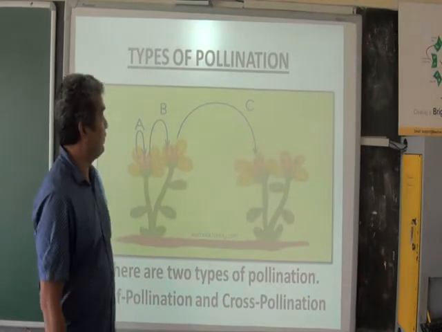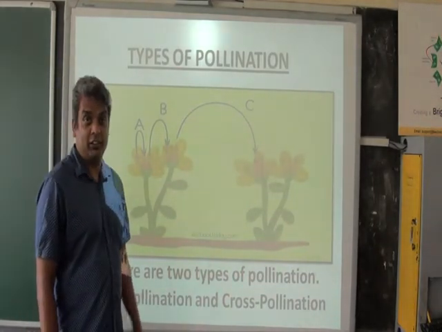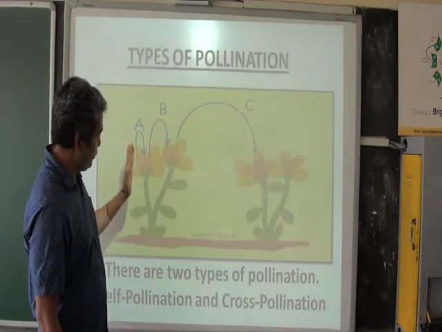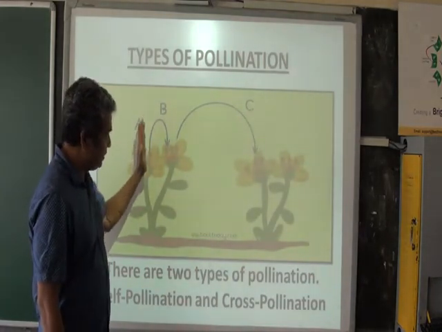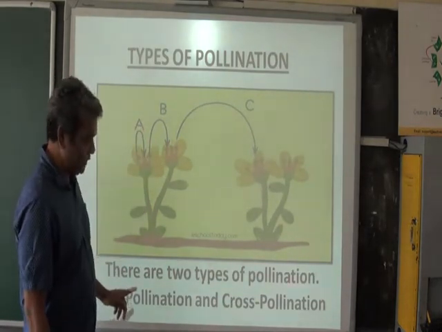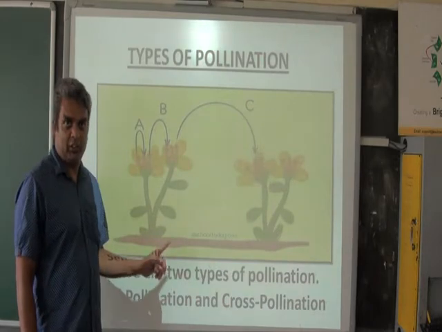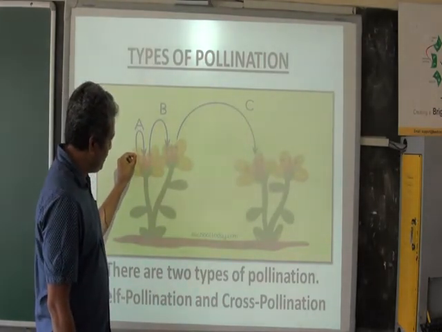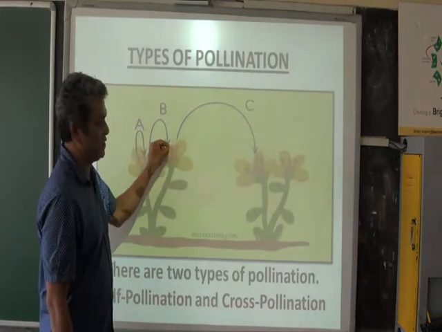Hi everybody, this is the second part of pollination. We've already learned what is pollination, the transfer of pollen grains from the anther to the stigma. There are two types of pollination, self-pollination and cross-pollination. Now we have to learn how the pollen grains travel from the anther to the stigma.